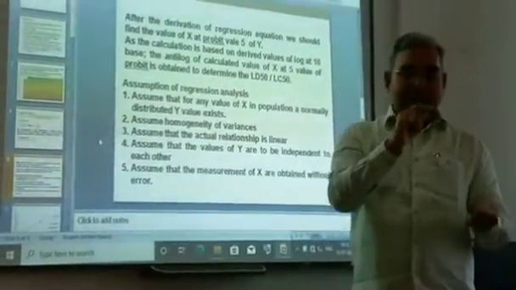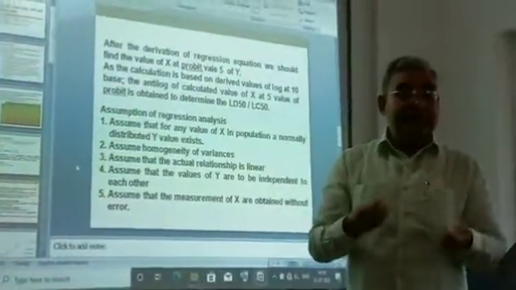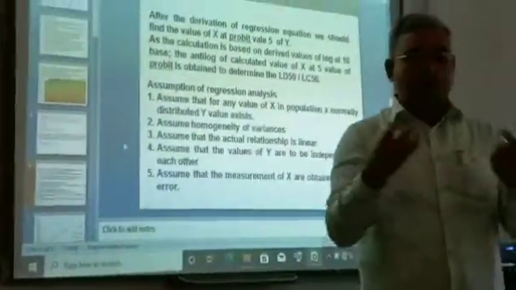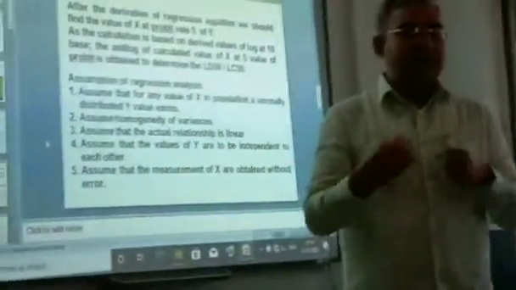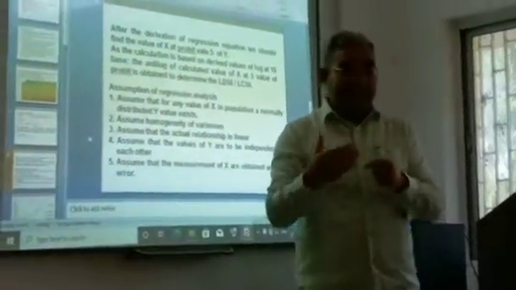ठीक है? But we want to get the actual value. What is the actual value? हमको चाहिए क्या? What is the actual value? Because it is the primary stage of your research. ये primary stage होता है.